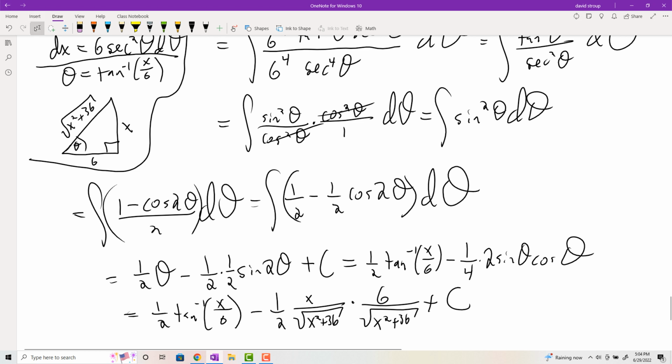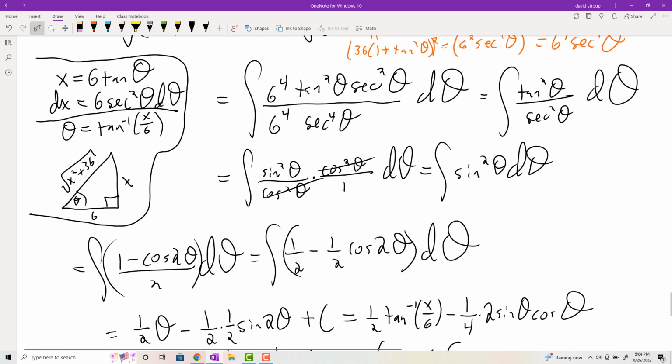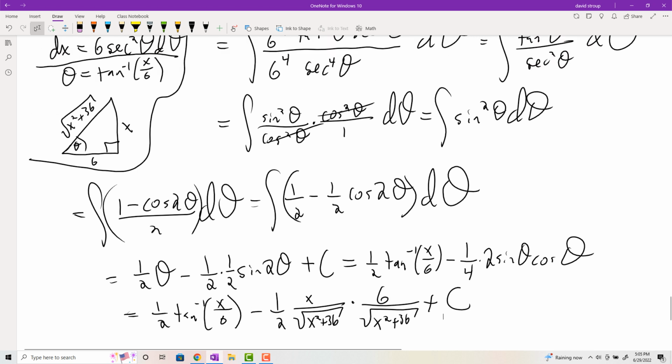Okay, so that's always the super hard one, because there's a little bit of this trig fancy footwork to get the sine squared, and then you got to do a power reduction formula, and then you're stuck with the sine 2 theta, so you have to do another transformation using trig identities, and then finally you can get back to the answer in terms of x.